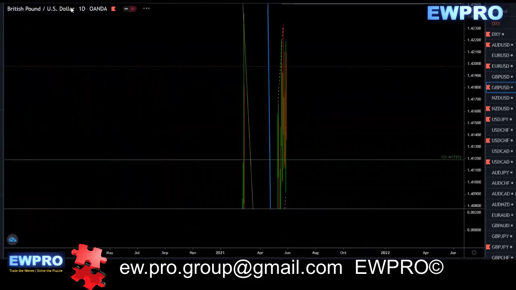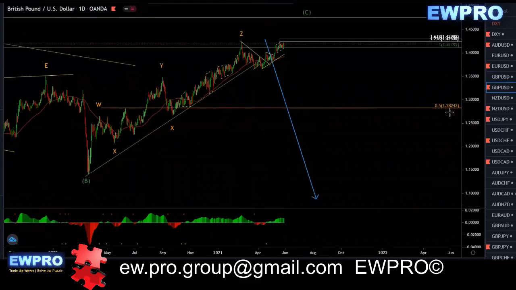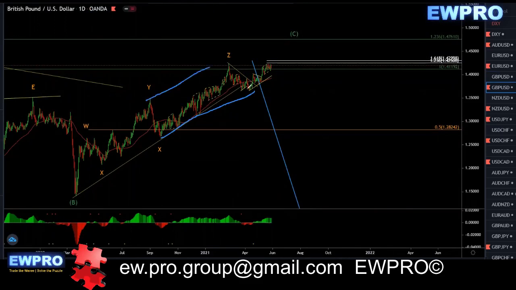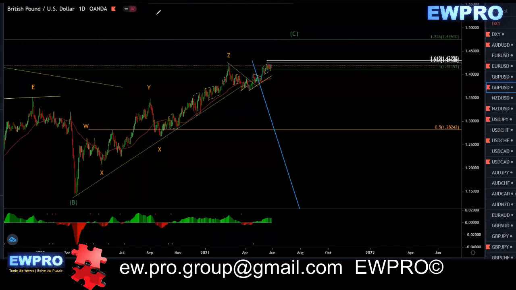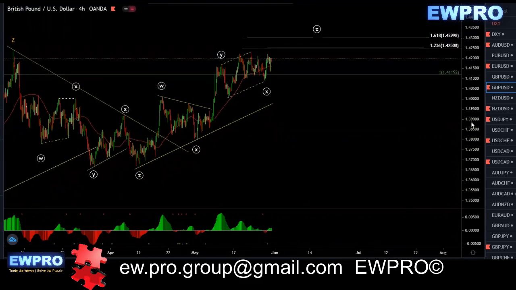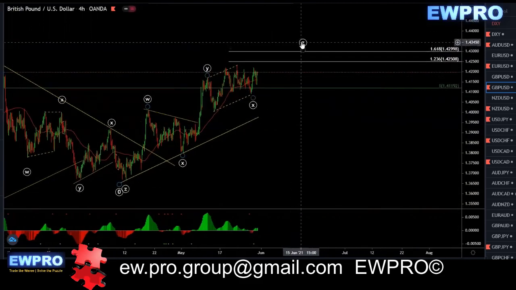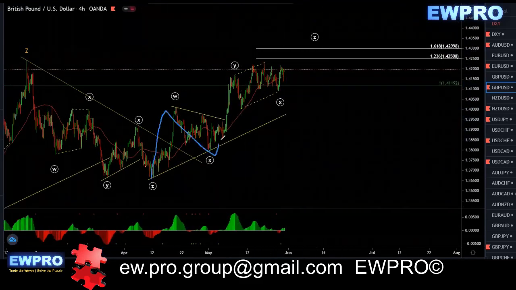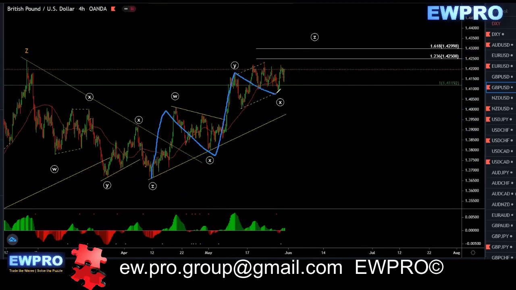GU on the daily. So again, we're looking at this as a possible flat here. This is looking very choppy. We've nearly broken that top, but not quite. If we go down to H4, we're looking for this Z up. We got a WXY correction in here as a running flat, and we're looking for that Z up.